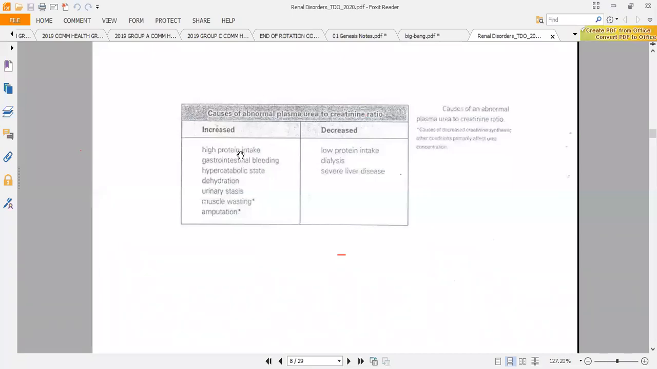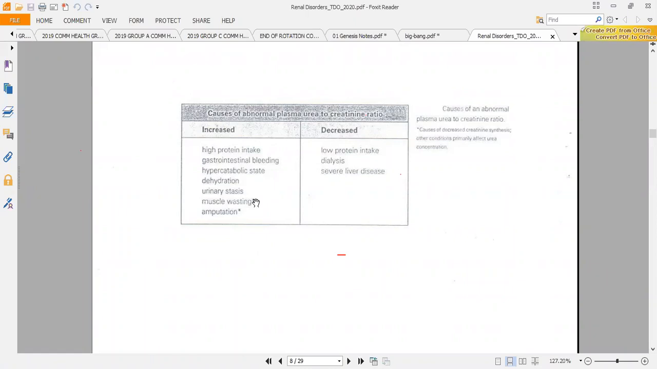For someone who takes in a lot of protein, you have high urea. Someone with GI bleeding, you have high urea levels. Someone with dehydration, you have high urea levels. Someone with muscle wasting, or amputation, all these ones, you have a high urea to creatinine level.